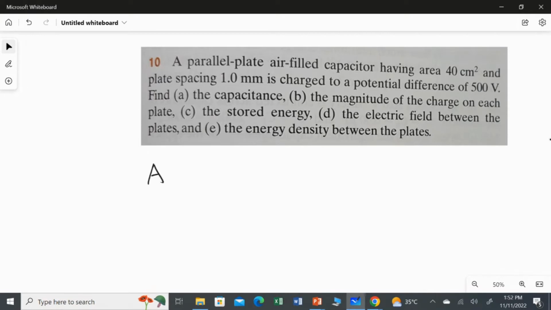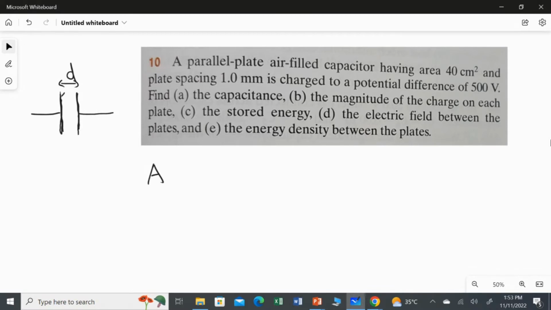So what is the meaning of air-filled? In between the two plates, I think you already know the diagram for the capacitor. The capacitor has two conducting plates which should be separated by a small distance d. Actually this is the distance, am I right? So the distance is d, and these two plates are conducting plates where you can store the charge, positive and negative. Clear?